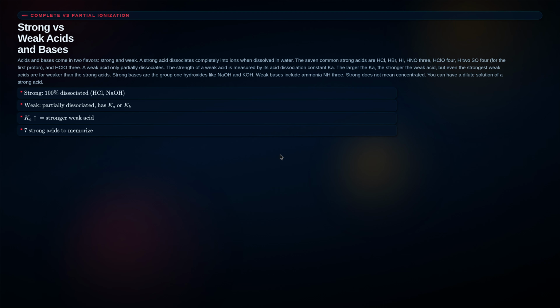Strong bases are the group 1 hydroxides like NaOH and KOH. Weak bases include ammonia and H3. Strong does not mean concentrated. You can have a dilute solution of a strong acid.